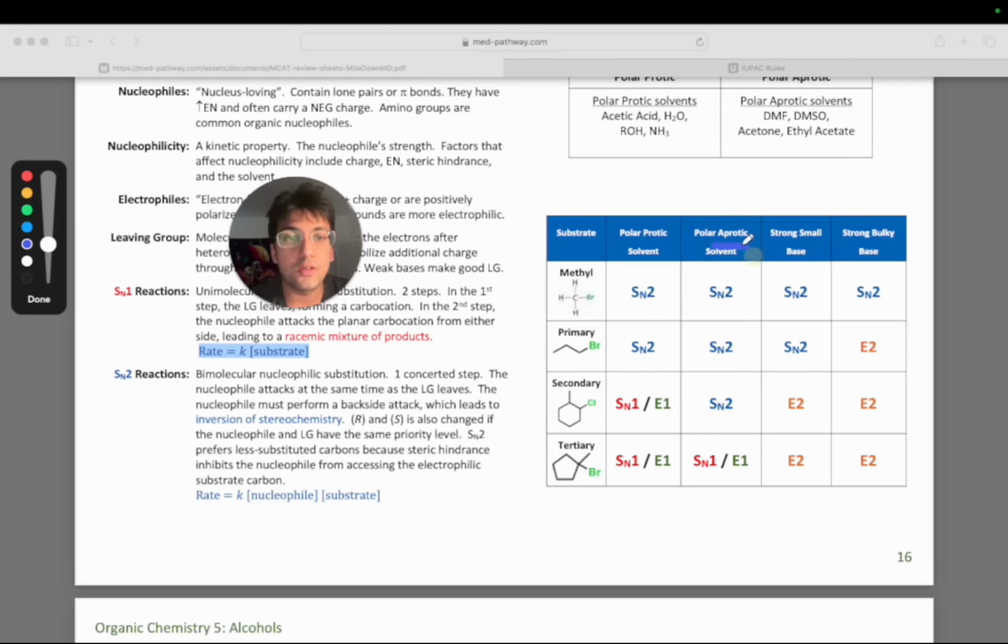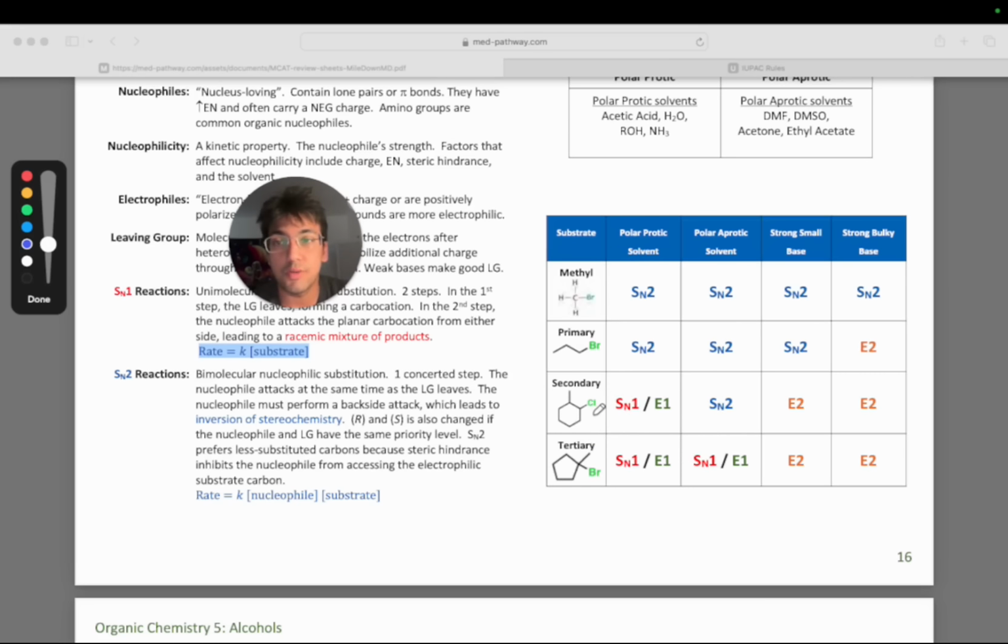In an aprotic solvent, the oxygen, like one in a hydrogen-bonded group, won't be able to stabilize this, so it's less likely to become a carbocation and more likely to just happen in one step. So that's why you can have Sn1. Here you can either do Sn1 or E1.